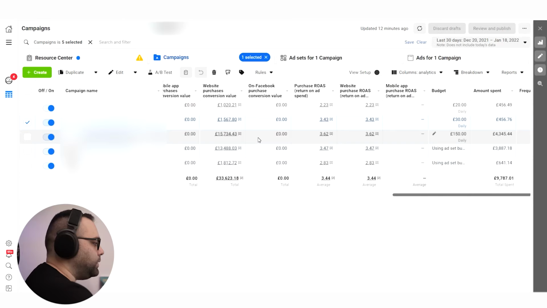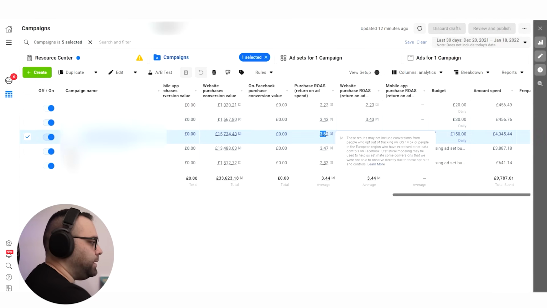Now, we discussed in theory how the crazy method works and how you should pick your ad set. Now let's see one example of how it actually worked. So we can come to this campaign over here. We can see that in the last 30 days, we have 3.62 ROAS, 150 spending, and we want to scale a little bit more.